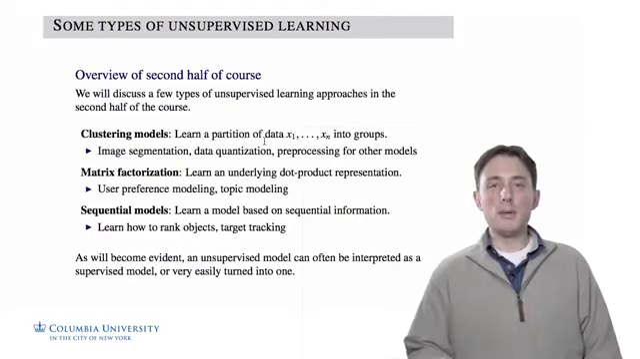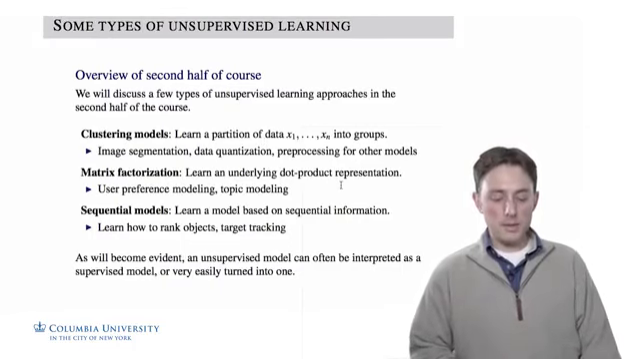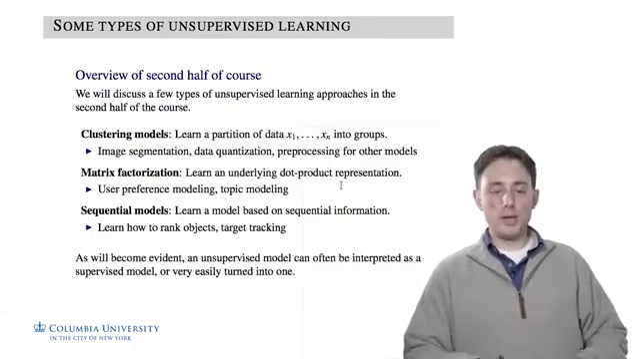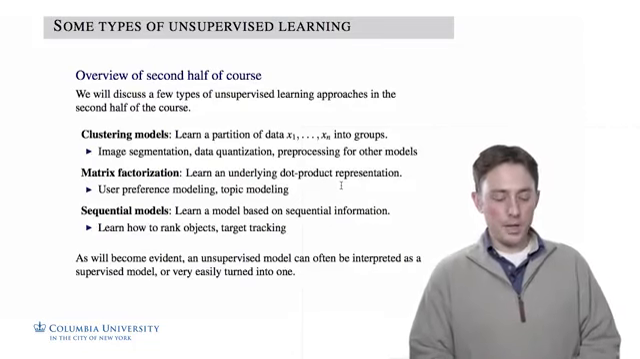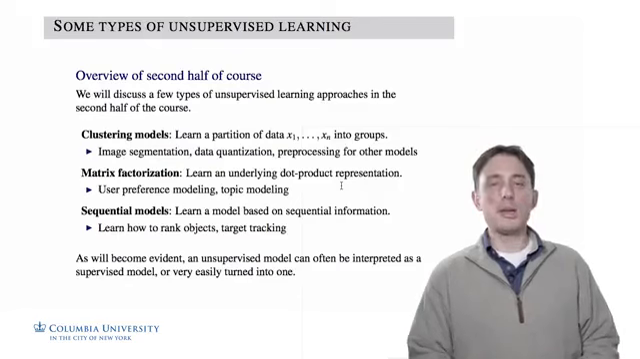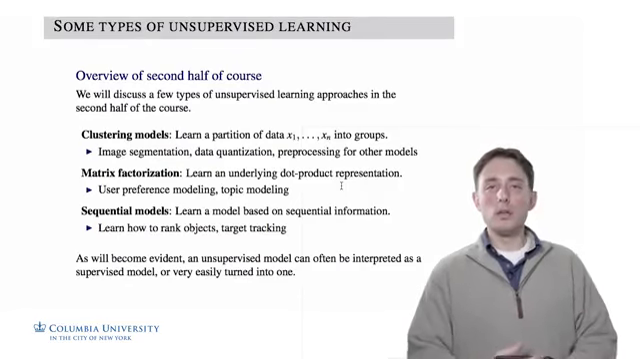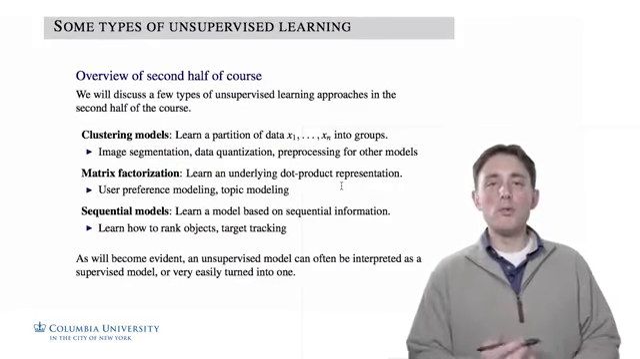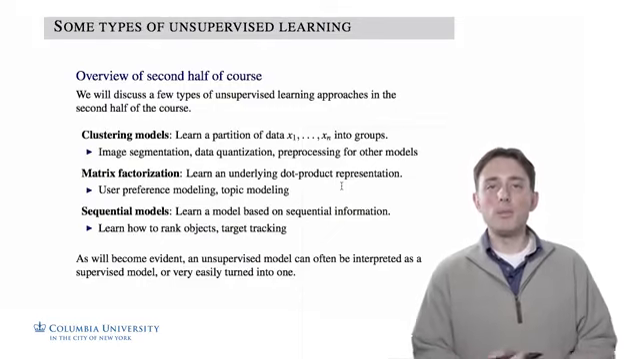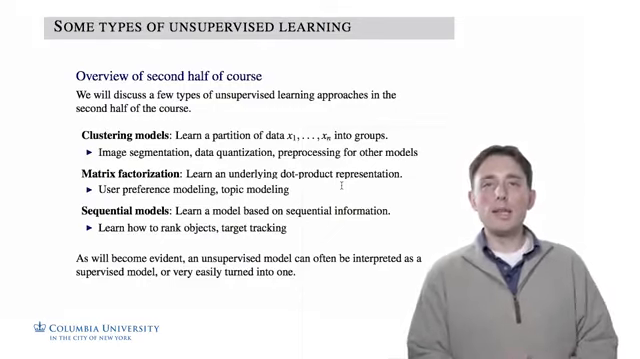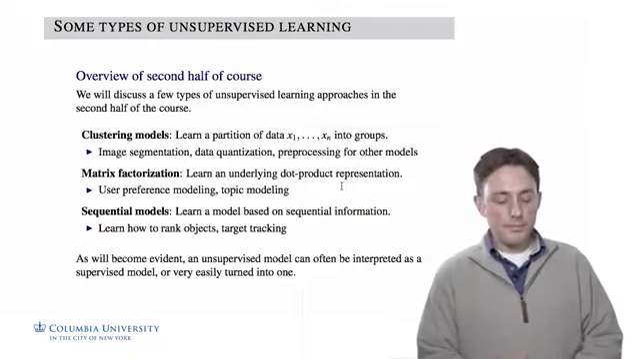Then we're going to discuss matrix factorization methods. And this is where we're going to try to learn some underlying dot product representation of our data. And these are going to be useful for things like preference modeling, movie rating prediction, topic modeling, so taking text documents and learning what are the underlying themes in these documents and so on.